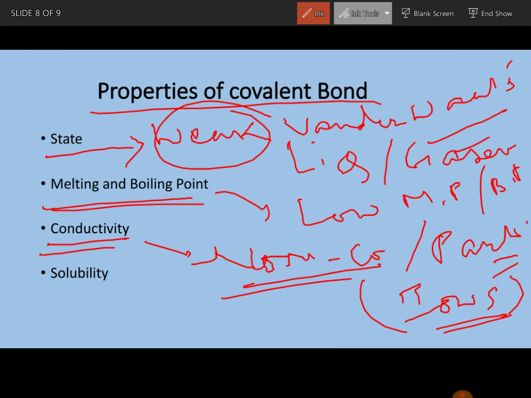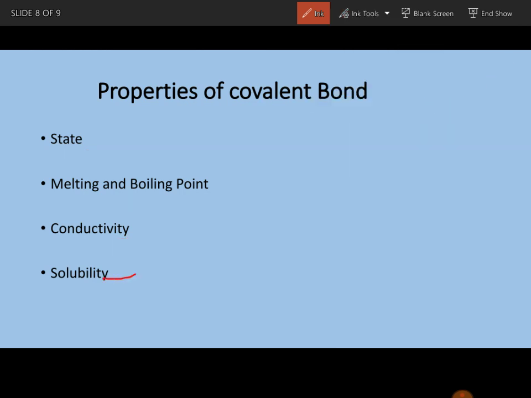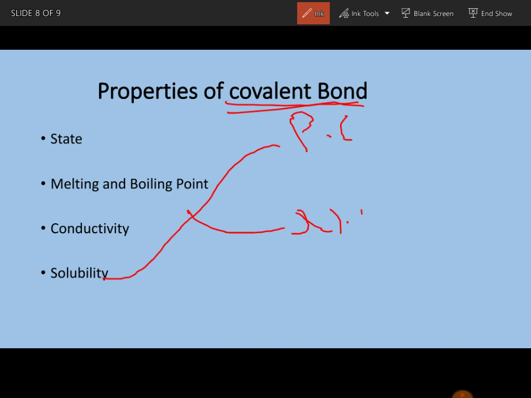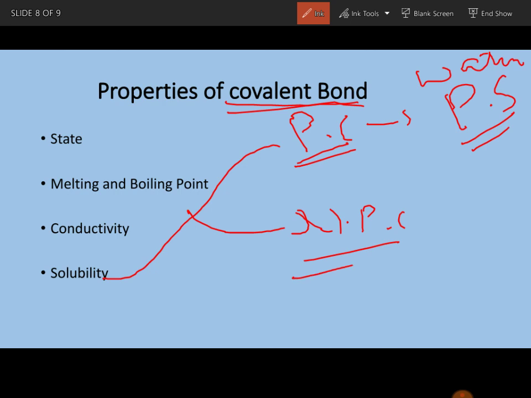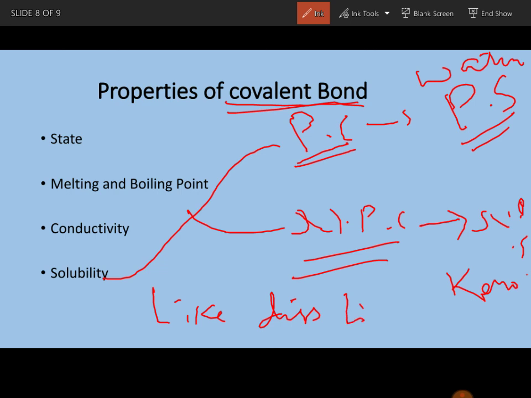Now next is solubility. When I have to discuss solubility, it is of two types. First of all, we have learned that covalent bonds are of two types. One is polar covalent bond and one is non-polar covalent bond. So if it is a polar covalent compound, then it is soluble in polar solvents, like water. Water is a polar solvent. And if it is a non-polar covalent compound, then it is soluble in a non-polar solvent like kerosene. So it is like dissolves like, meaning polar compounds are soluble in polar solvents, non-polar compounds are soluble in non-polar solvents. Am I clear?